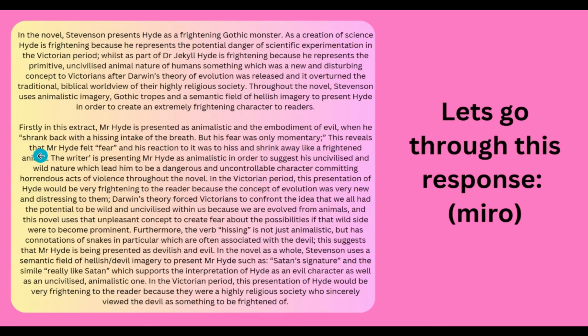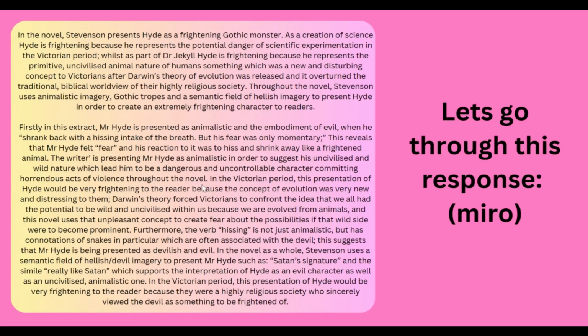This reveals that Mr. Hyde felt fear, and his reaction to it was to hiss and shrink away like a frightened animal. Now, the use of the simile in the student's work, "like a frightened animal," provides that extra sense of detail that's helped the student do really well. Now, the writer is presenting Mr. Hyde as animalistic in order to suggest his uncivilized and wild nature, which leads him to be a dangerous and uncontrollable character, committing horrendous acts of violence throughout the novel. So this is what I mean when I say a top level response.